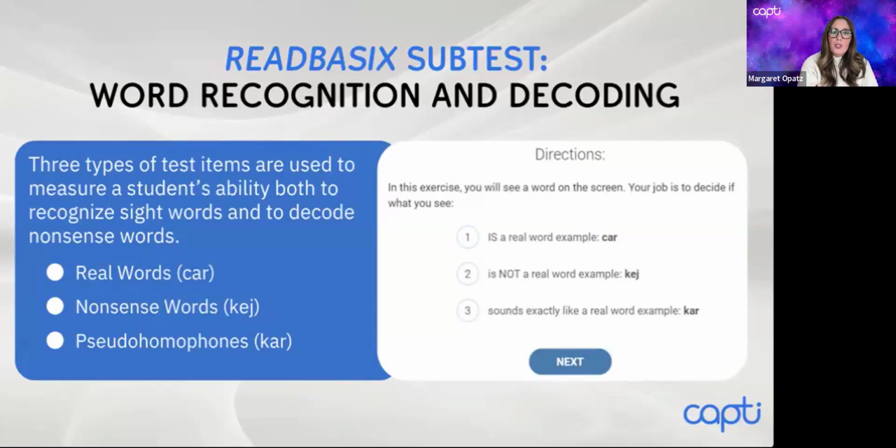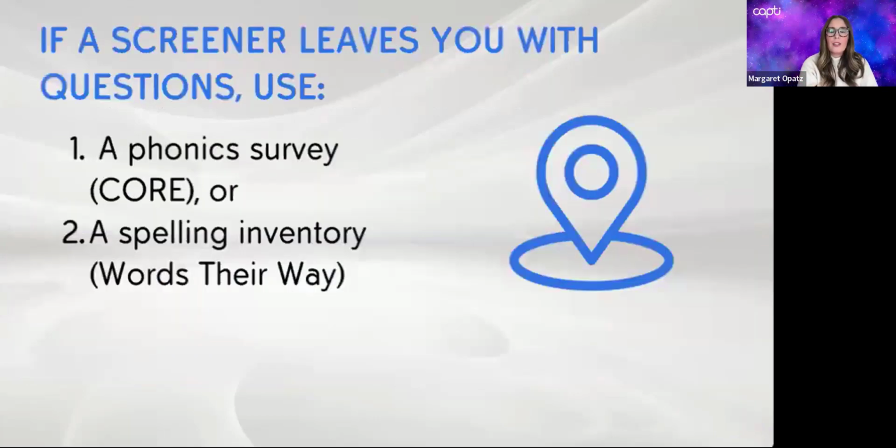So let's say that you gave a screener and you found that students might need some help. Here at CAPG, what we definitely encourage after giving a screener, so let's say you gave Read Basics and the word recognition and decoding test, and you found the student definitely needs support, maybe they're even below that decoding threshold, we encourage you to use either a phonics survey or a spelling inventory to really pinpoint what it is that students need. Where should I start?